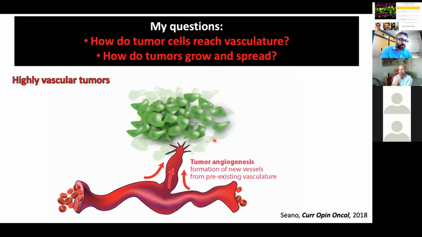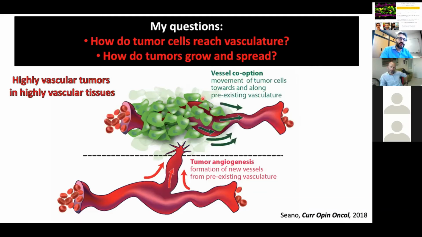This happens in many tumors, but there is a mechanism that is even more interesting, at least in the brain or in organs with highly vascularized networks. When the tumor happens to be already quite close to well-perfused blood vessels, the tumor cells, instead of calling for new vessels, actually follow the vessel. This phenomenon is called vessel cooption.